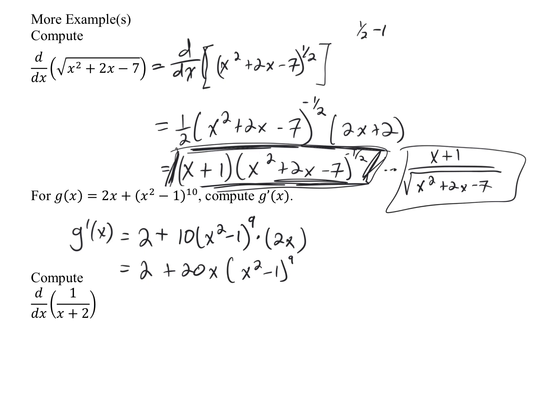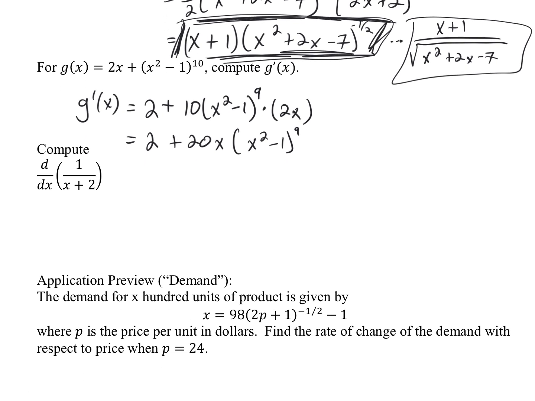Next, let's look at an example that we get to think about negative exponents with. How would we compute this derivative? Well, the first thing we would do is we would realize that 1 over x plus 2 is really the same thing as saying x plus 2 was raised up to the negative 1 power. Once you have written it this way, you can think about using the chain rule for this.